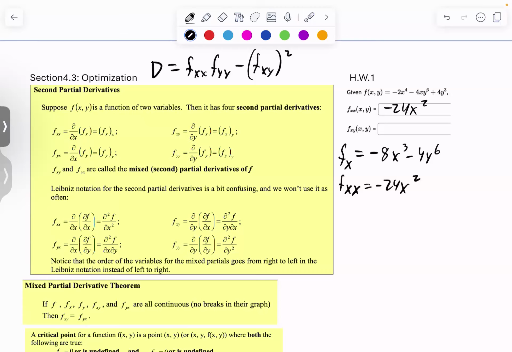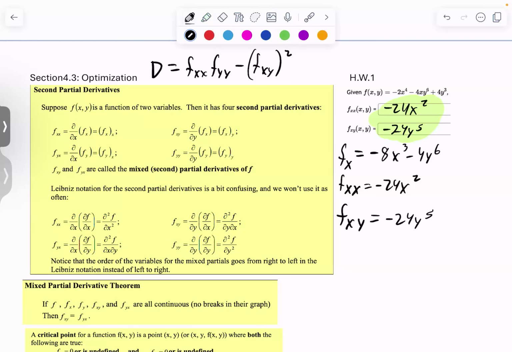And then it also asks for f sub xy. So I'm going to take that first one there, f sub x, that's the negative 8x cubed minus 4y to the sixth. I'm now going to take the derivative of that with respect to y. The negative 8x to the third goes to 0, it's a constant relative to y. And now this is going to give me a negative 24y to the fifth. And there are our second derivative answers as we're looking at them.